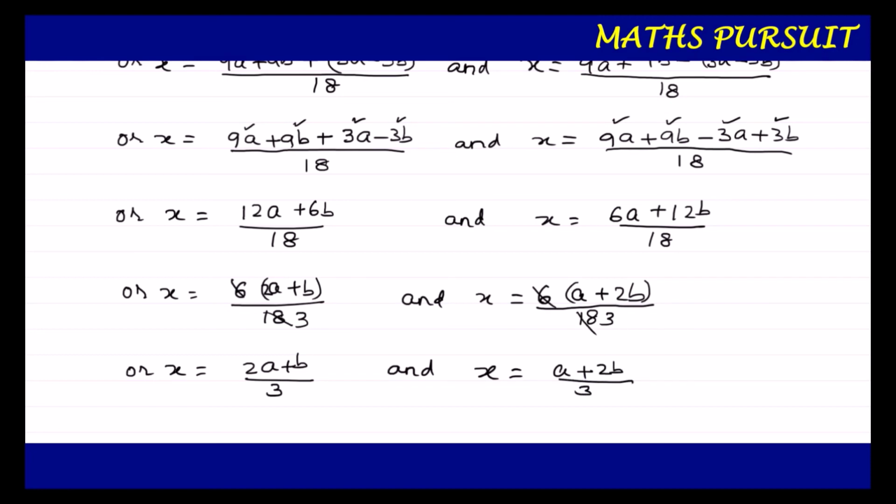So what we got? We got one as x is equal to 2a plus b upon 3, and the other one as x is equal to a plus 2b upon 3. So guys, these are our two values of x, or the two roots of x. One is this one and the other one is this one. That is x is equal to 2a plus b upon 3 and x is equal to a plus 2b upon 3. Hope guys you understood this process or the steps that I followed to find out the roots of the given quadratic equation after solving it using the quadratic formula.